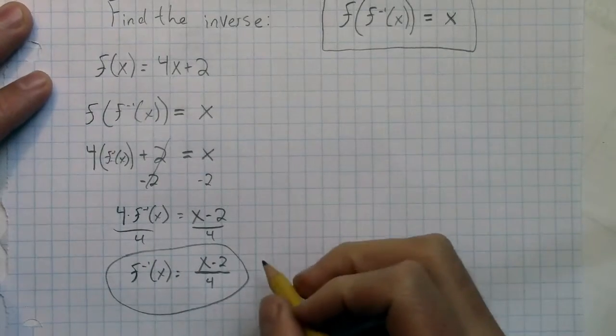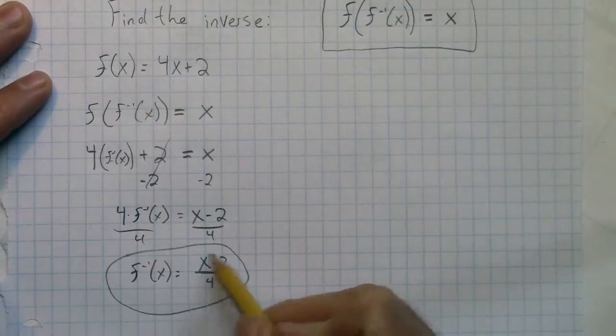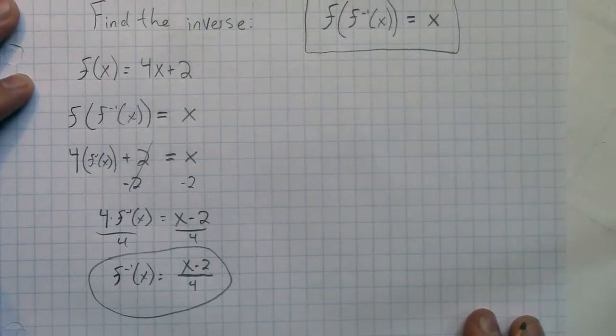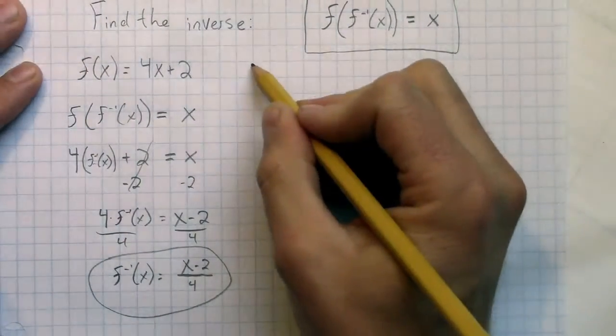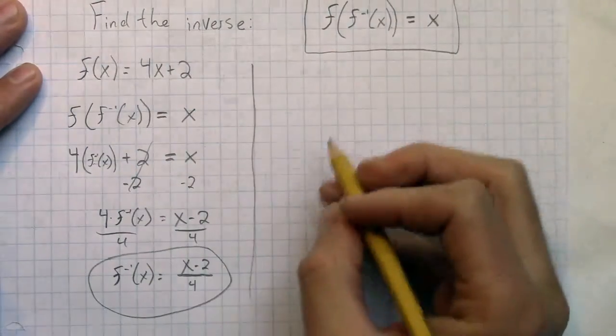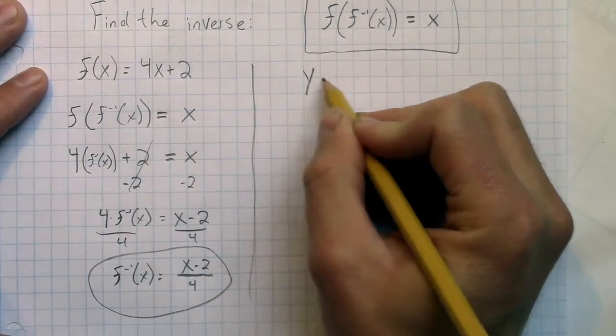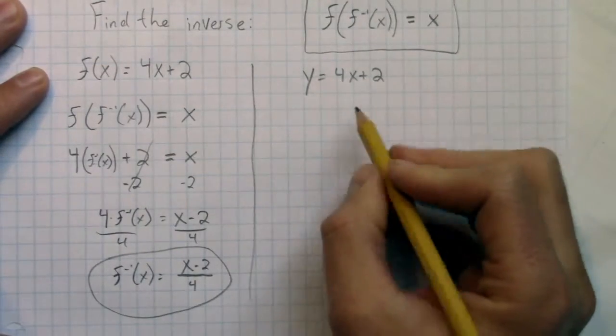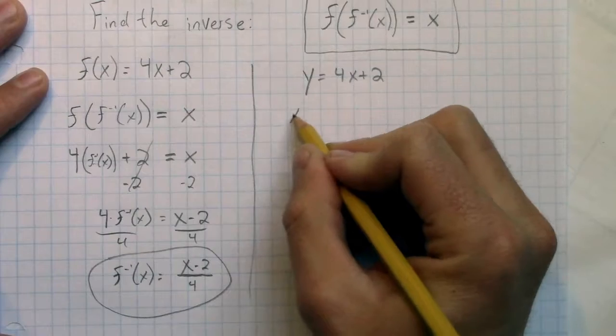Boom. You could check that. You can compose those together. You could plug this in here and you would get x. And in some books, that's what it'll have you do. If you learned it the old way, maybe it's not the old way, I guess it depends on where you're from. If you had an equation that looked like this, y equals 4x plus 2, I've seen this, and I think this is actually probably how I was taught, is just switch the x's and y's. What that looks like is this.